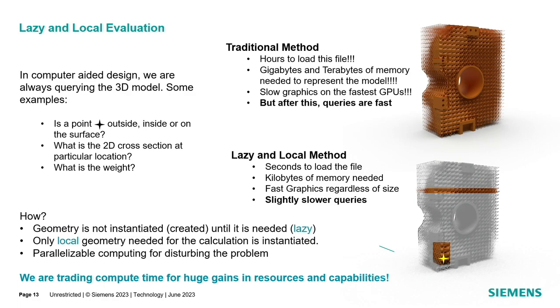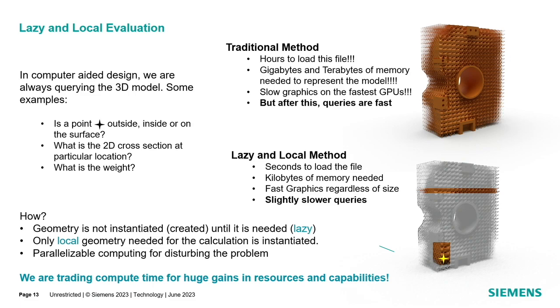What we did here was really an idea of a lazy and local method. We have seconds to load a file. So this big thing is a few seconds. It needs only kilobytes of memory, which some of that you saw earlier. It's fast graphics, regardless of the size. And there's a little penalty though: we have slightly slower queries. The reason for that is because we do it in a lazy and local way. Lazy means I need some geometry I want to see, so we'll instantiate the geometry then.